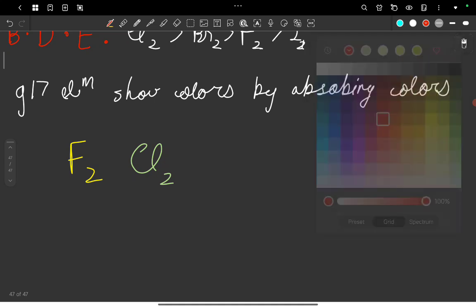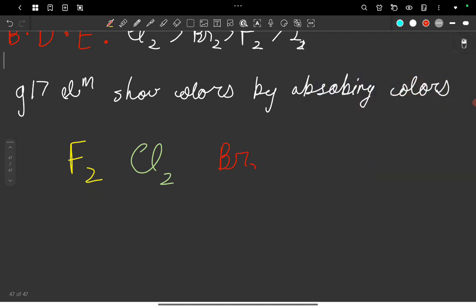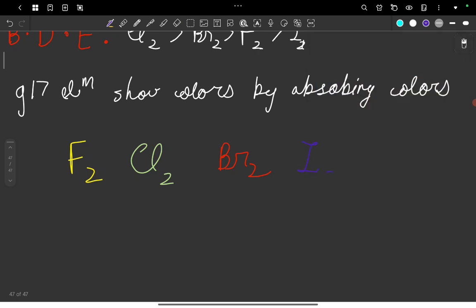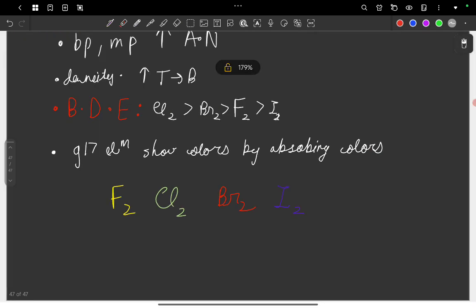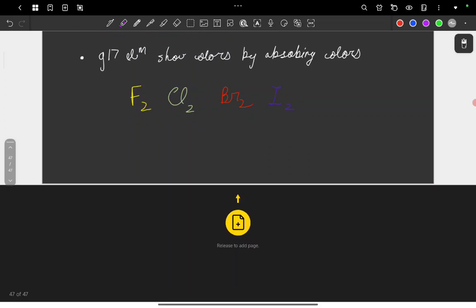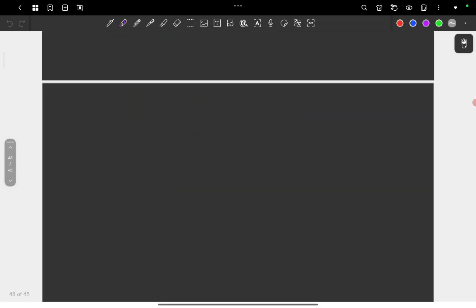I have seen bromine myself, it is a violent red. And if we talk about iodine, it is a violet color. I don't know if you can see this, but basically it's like this color. Okay. So that was it for the physical properties. We can now talk about the chemical properties of group 17 elements.